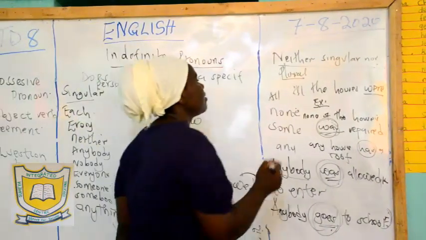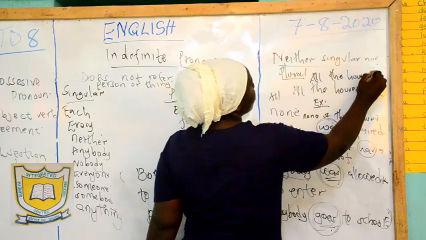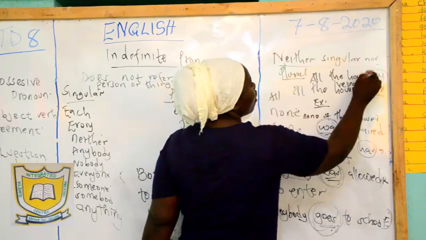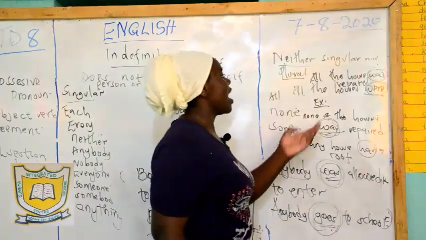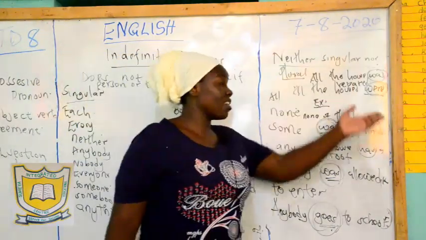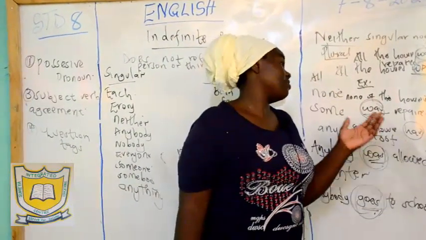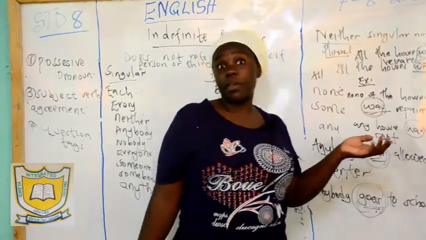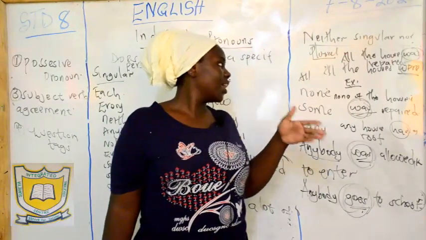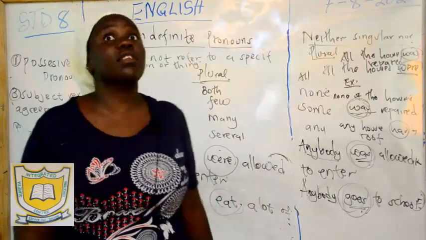But I can also say all the house was repaired. So it depends: was, were. It depends on the houses and the house. If the noun in the sentence is singular, give it a singular helping verb. If the noun in the sentence is plural, give it a plural helping verb. All, none, some, any can take both singular and plural.